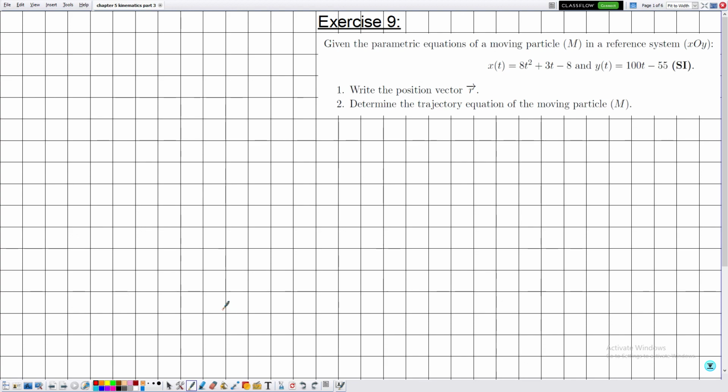Okay, hello everyone, in a new video. So we have reached chapter 5, which is the chapter of kinematics, part 3. In this part we are going to solve some exercises considered as a direct application of motion in 2 dimensions.